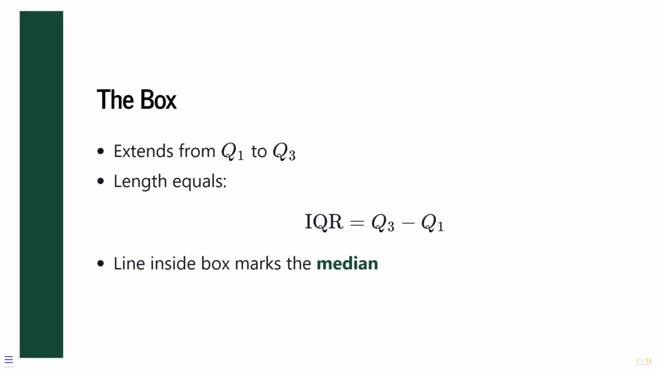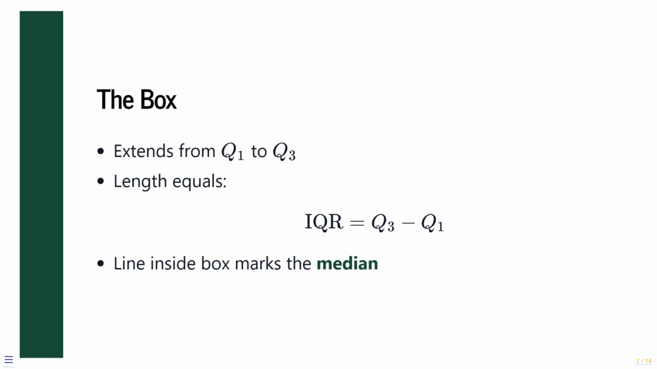Let's break down the structure of a box plot, starting with the box itself. The box spans from the first quartile Q1 to the third quartile Q3. So visually, the bottom edge of the box marks Q1 and the top edge of the box marks Q3. That means the box contains the middle 50% of the data. The length of the box is the interquartile range.